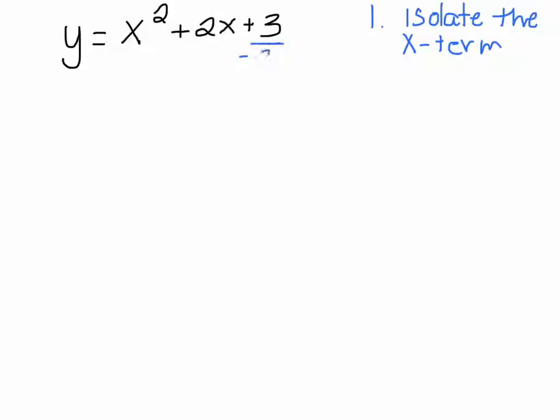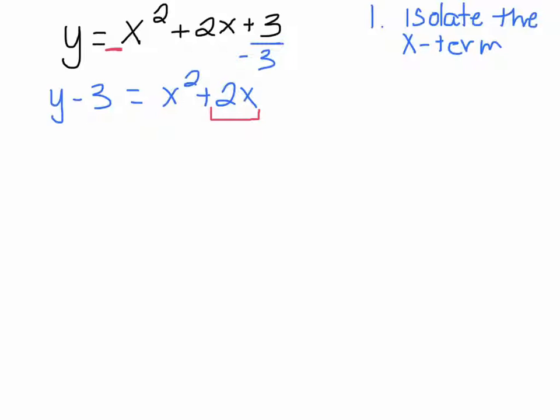So I'm going to do that by subtracting 3. So I have y minus 3 equals x squared plus 2x. And I'm going to move that 3 back over shortly. The next thing I'm going to do is take half of this term. Now, in this video we're looking at the leading coefficient of the x squared being 1. The next video will show you what's going to happen if it's not 1.